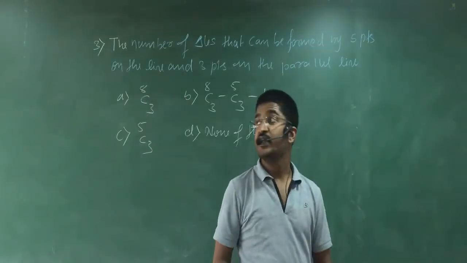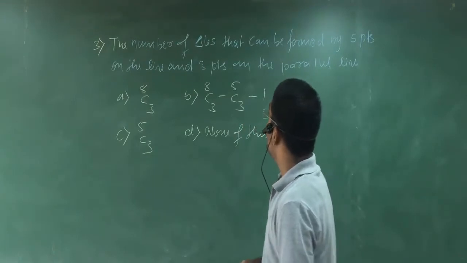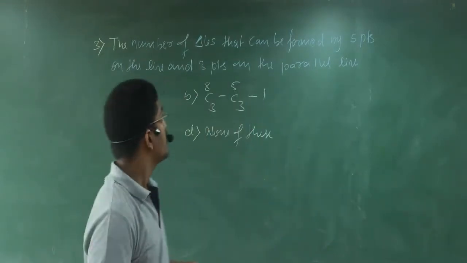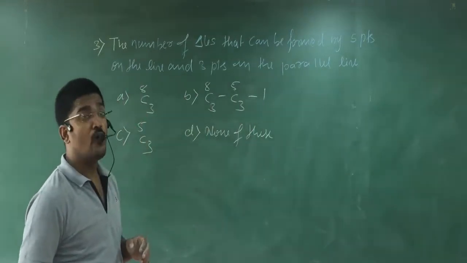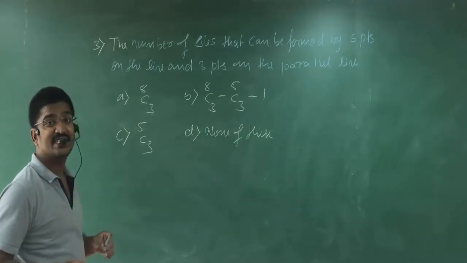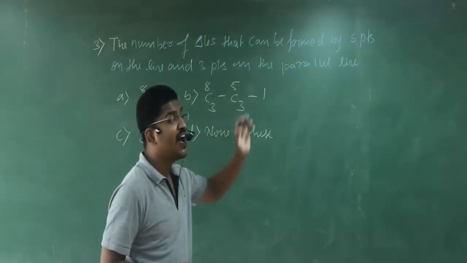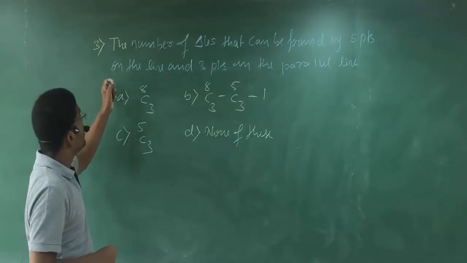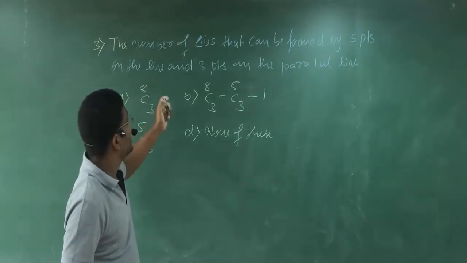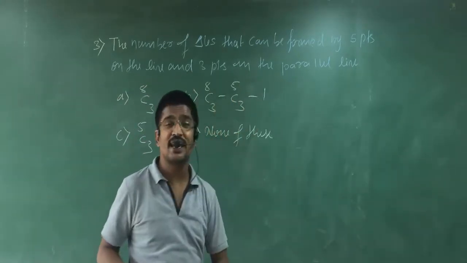That is the number of triangles that can be formed by 5 points on a line and 3 points on a parallel line.